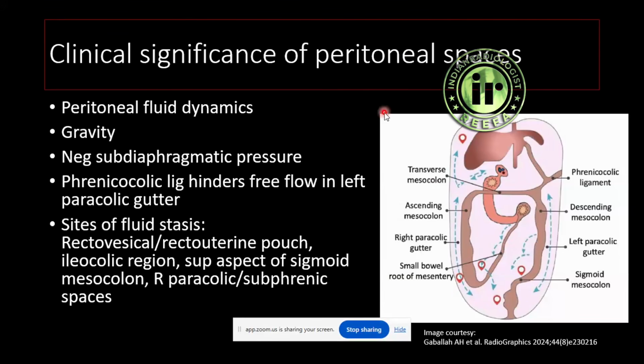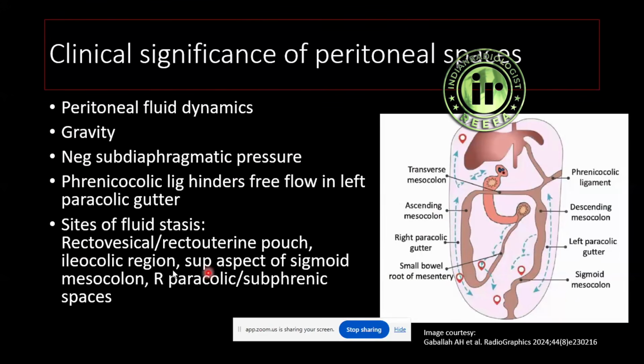The other thing about the peritoneal spaces is that the flow in the peritoneal cavity decides how disease spreads through this cavity, and that is aided by two things. One is there is a downward flow that is aided by gravity, and then there is a cephalad flow that is aided by negative subdiaphragmatic pressure that builds up when we inspire.